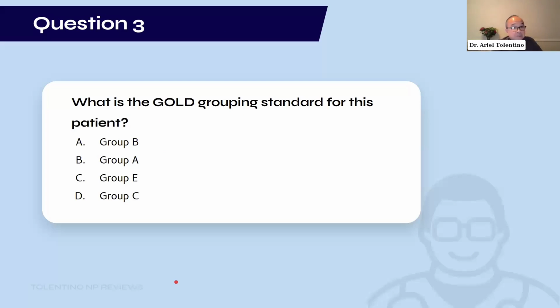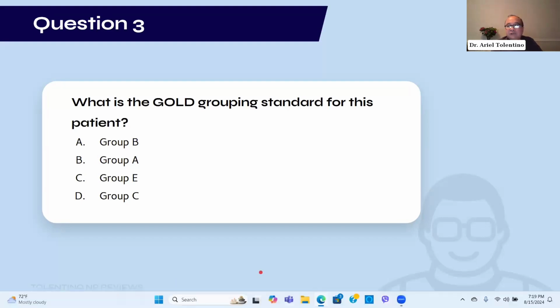The third question. What is the GOLD grouping standard for this patient? Let's pull up the poll, please. Feel free to answer and click submit when you're done. Would that be group B, beta? Would it be group A, alpha? Would it be group E, echo? Or group C, Charlie? So is it group B, group A, group E, or group C?